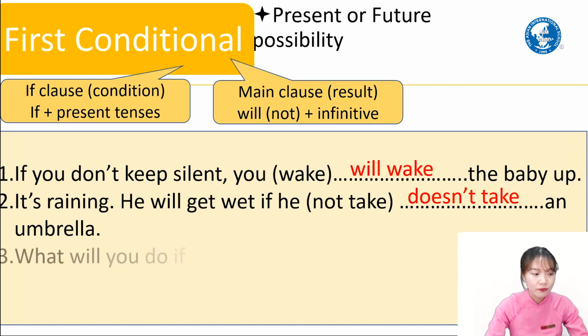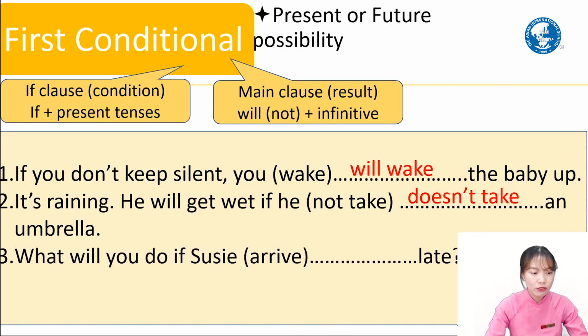The last one. What will you do if Susie blank late? What will you do is the main clause. And the rest is the if clause. So the main verb should be in the present tense. Because the subject here is Susie, the correct verb form is arrives. What will you do if Susie arrives late?